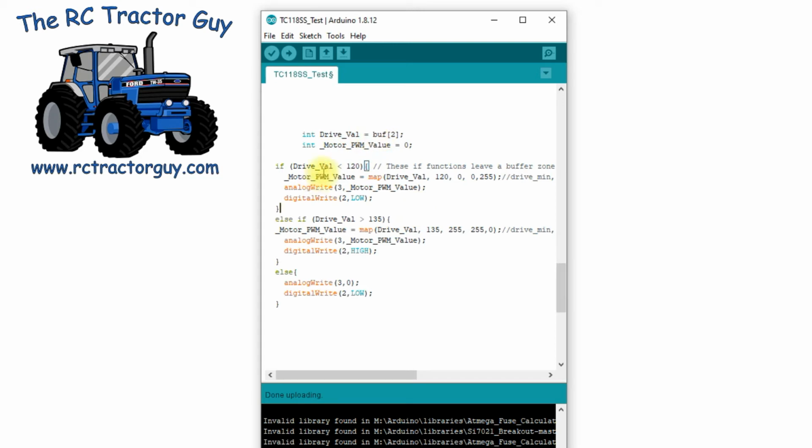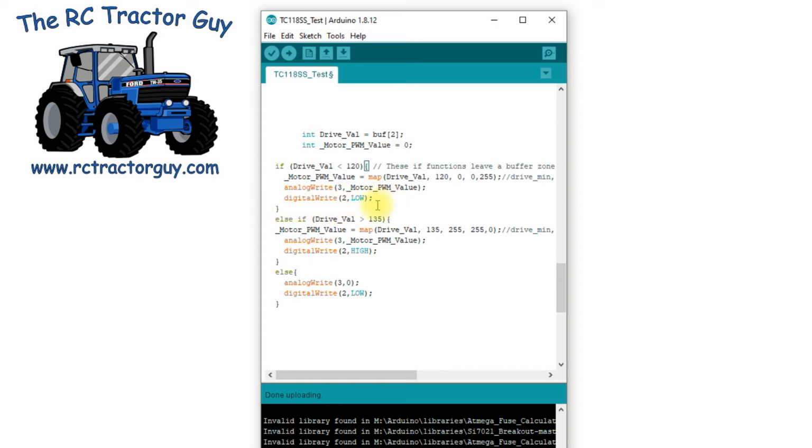So if the signal from our controller is less than 120, we're going to map the driveVal between 0 and 255 for the PWM value. So as we pull the joystick back from 120 back to 0, we are going to increase the PWM from 0 to 255. So that's from 0 to the positive voltage, the 5 volts. And we're only doing that on pin 3 because that is a hardware PWM. Pin 2 is just a normal output, so we've set it to low.